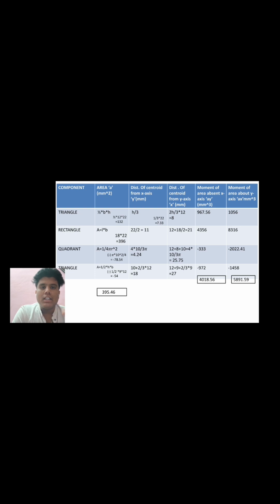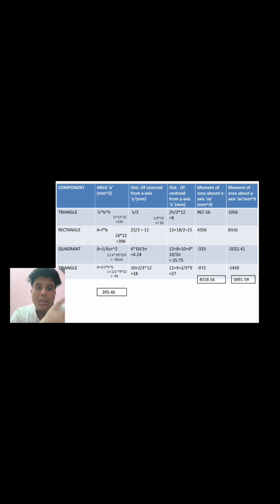Area of a triangle is half into breadth into height. Breadth is 12 and height is 22, so that gives us 132. Next, the rectangle area: A is equal to L into B, length into breadth. So 18 into 22 is equal to 396. This gives our rectangle's area.